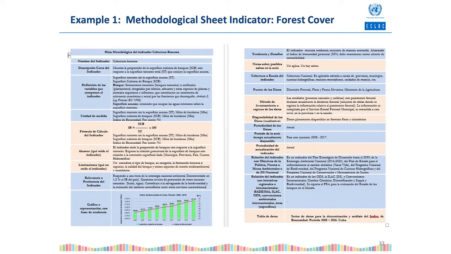The method of collecting the data should be put down in this methodological sheet. The periodicity of the series should also be mentioned, whether it is annually, 5 yearly, and so on. The relation of the indicator to local and international policies or agreements should also be listed, and that is just a sample of the information that is needed for the indicator on the methodological sheet.